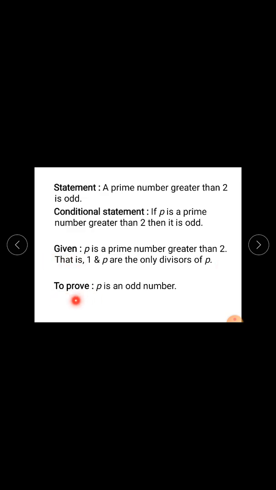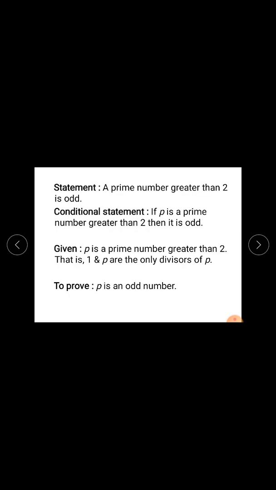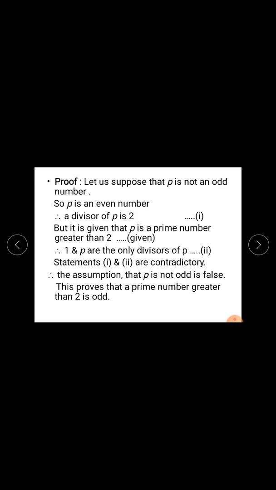Now, what do you have to prove? You have to prove that P is an odd number. Now, the proof. But we start with an assumption in the proof.